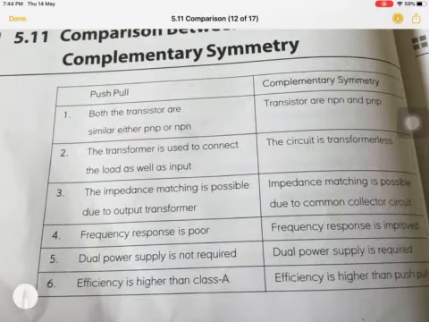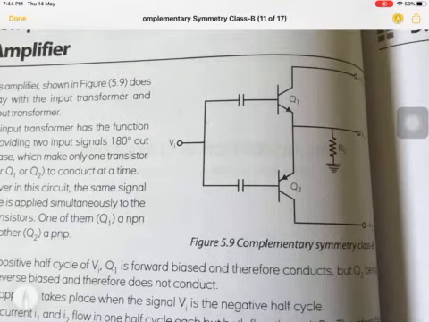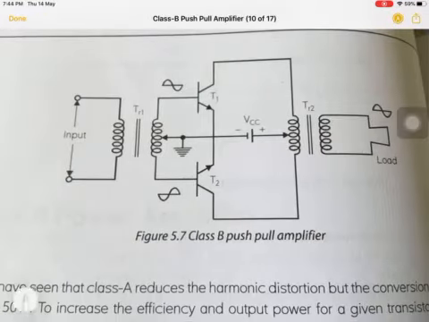Now if we compare the difference between push-pull and complementary symmetry: in push-pull both the transistors are of the same type, and in complementary symmetry these are NPN and PNP. If we go back, this is the complementary symmetry, this is NPN, this is PNP, whereas in the case of push-pull both are NPN.